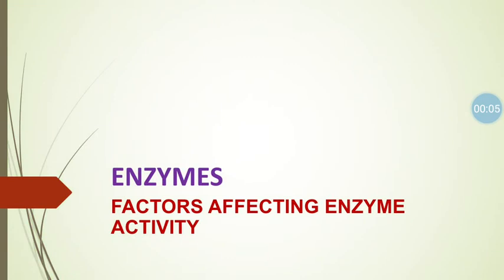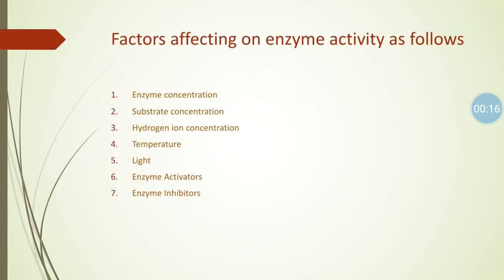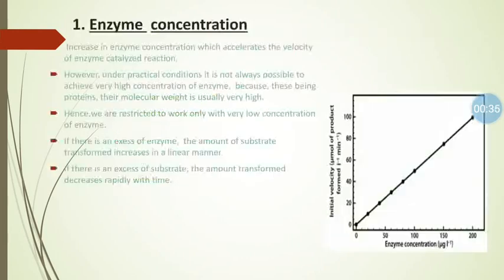Today I am going to explain about the factors affecting enzyme activity. There are many factors which influence enzyme activity. The important factors affecting enzyme activity are as follows: enzyme concentration, substrate concentration, hydrogen ion concentration, that is nothing but pH, temperature, light, enzyme activators, and enzyme inhibitors. So let us first know about the enzyme concentration.